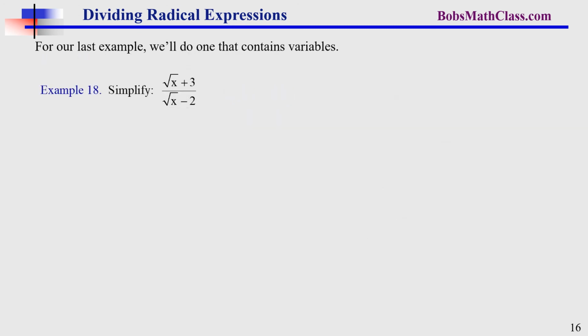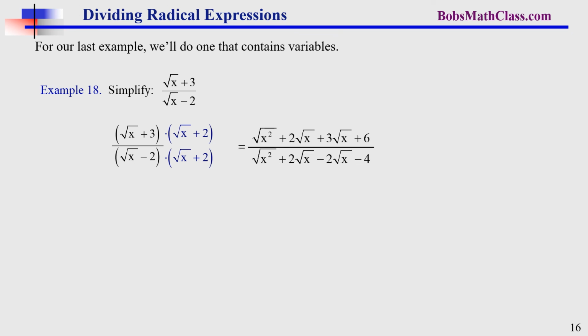Okay, last example. This one has variables. Same process, right? Conjugate. Whenever there's a radical in the denominator, we multiply by the conjugate. It's exactly the same, but the opposite sign in the middle. Okay, so this time we're going to FOIL in the numerator and FOIL in the denominator. So when you FOIL in the numerator, square root of x squared plus 2 square root of x plus 3 square root x plus 6.